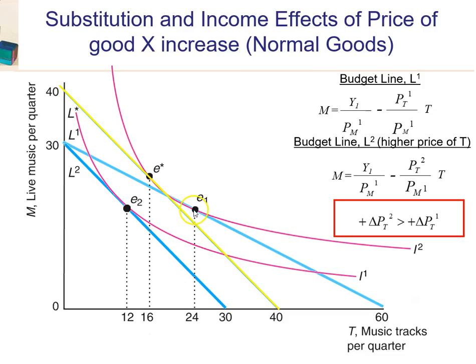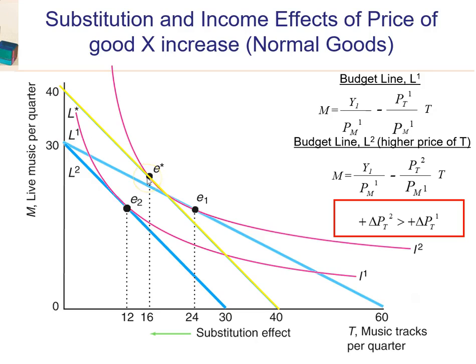So the substitution effect, moving along the same indifference curve, takes us from E1 to E star. That translates from having 24 units of T to now 16 units of T. This is a reduction of 8 units of T. This is the substitution effect. You want to buy these 8 fewer units; you're buying more of the Y good, in this case M, and less of the X good. Finally, this was a hypothetical bundle. That's not where you end up. You finally rest at E2 as the final stopping point.